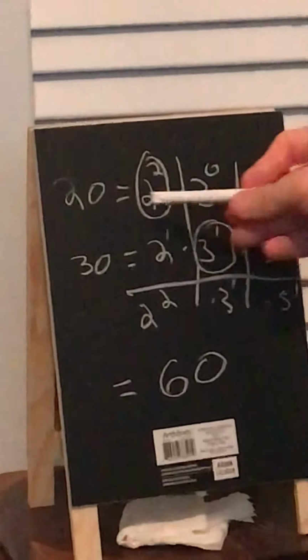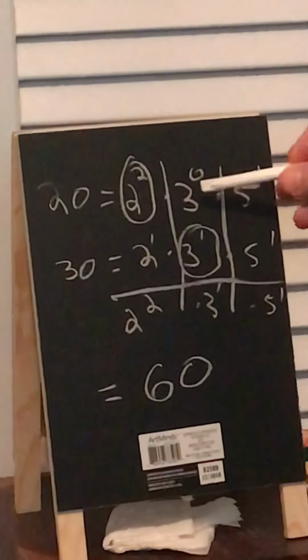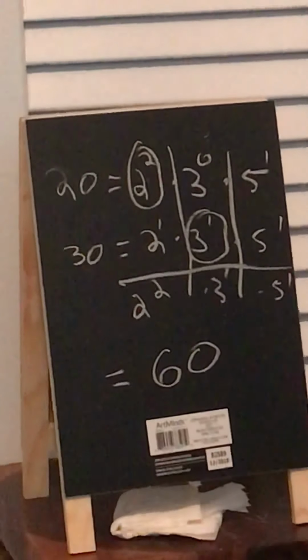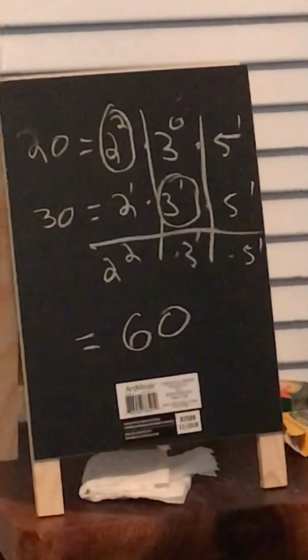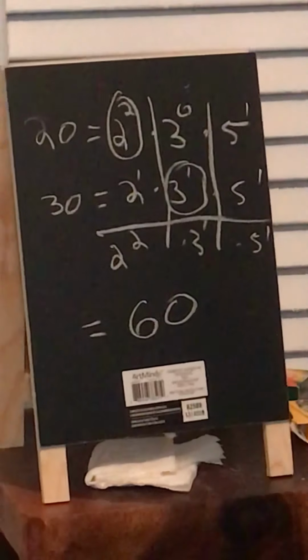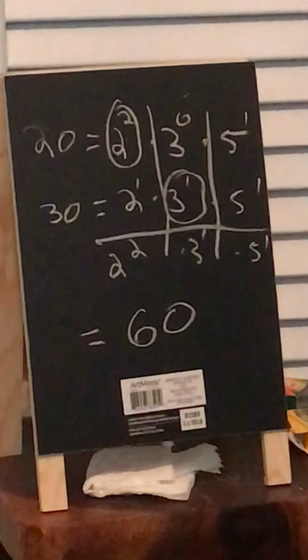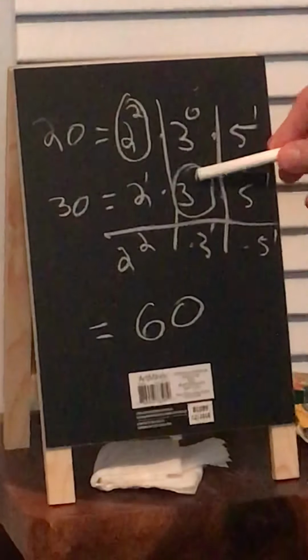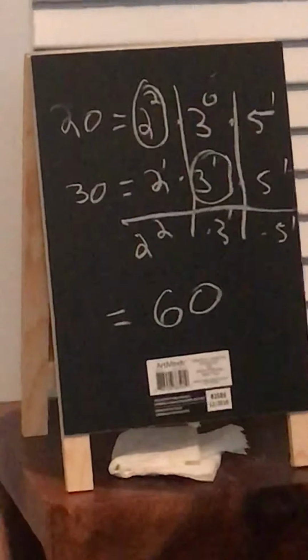Okay. 20 is 2 squared times 3 to the 0. You said correctly, there's no 3's in 20. That's why we put a 0 there. And there's 1, 5. 30, there's 1, 2, 1, 3, 1, 5. You'll notice some of these are circled.